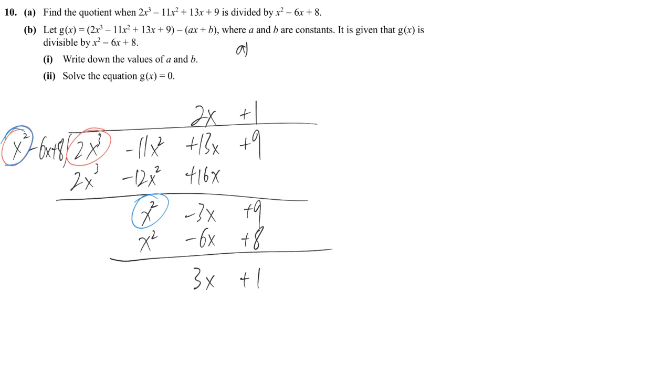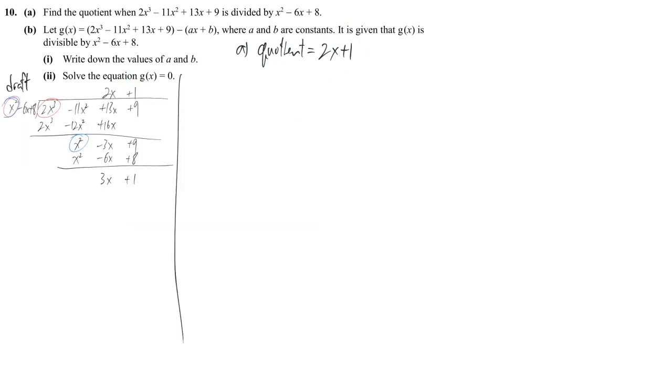So we can write down our answer for part A. Our part A answer is the quotient, which in this case is equal to 2x plus 1. We also know the remainder, but it seems that they do not ask about the remainder in part A, but it will be useful in part B. Basically, no steps need to be written down when they ask about the quotient, because we don't give any marks for the long division here. You should just write it in your draft. And then part B.